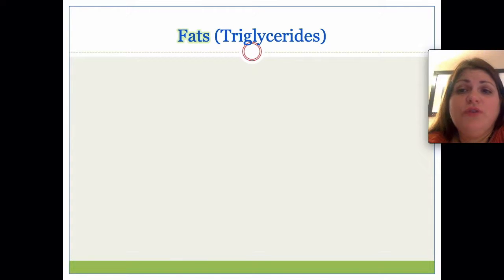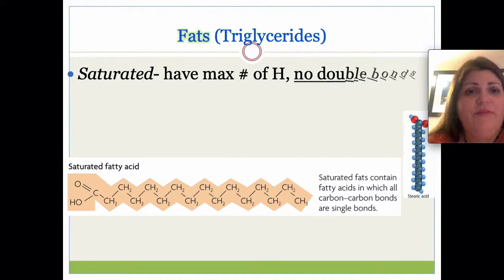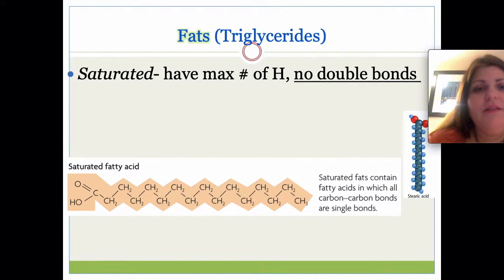So we have 2 major groups of triglycerides, or fats. You probably heard about them either in health class or on the news. We have saturated fats and unsaturated fats. Saturated fats are called saturated because they have as many hydrogens as possible. So in other words, on the carbon-hydrogen chain on here, every carbon has 2 hydrogens on it, except for the end, which has 3. And so they have as many as possible.